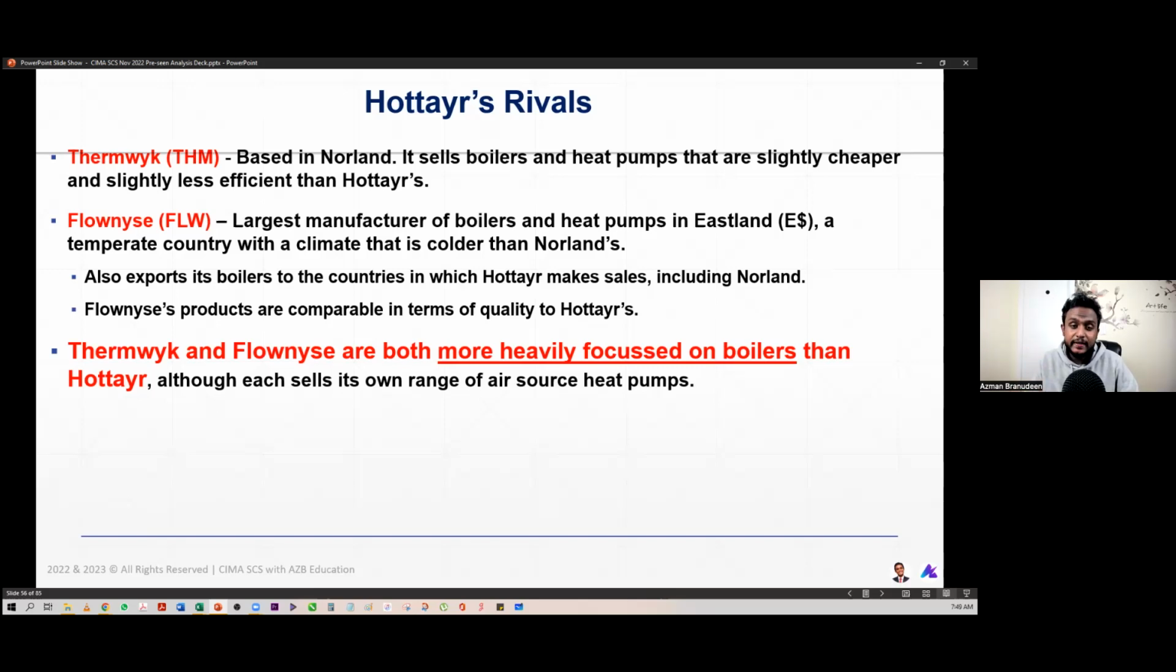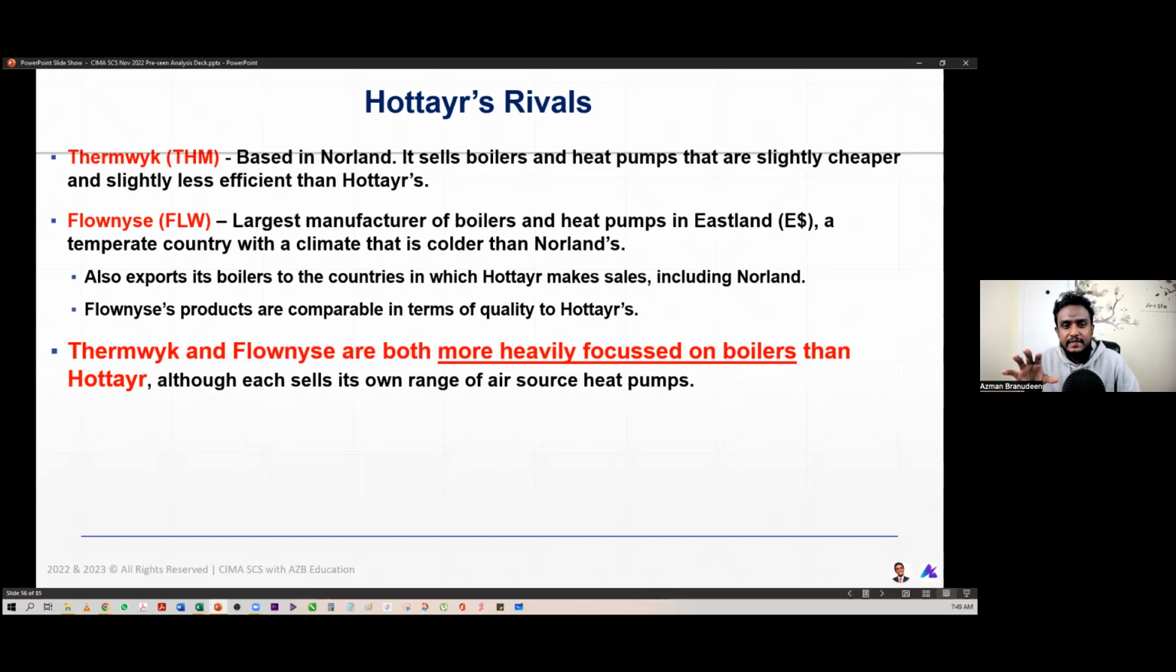Now, that's the point that I wanted to capture, because it's a colder climate, you need to really have a high quality product. So what this proves is that our products can withstand colder climates, at least the climates that are a little colder than Norland, like Eastland. If not, we wouldn't be able to sell there. And Flownis is also selling here, so they're competing with us in multiple markets.